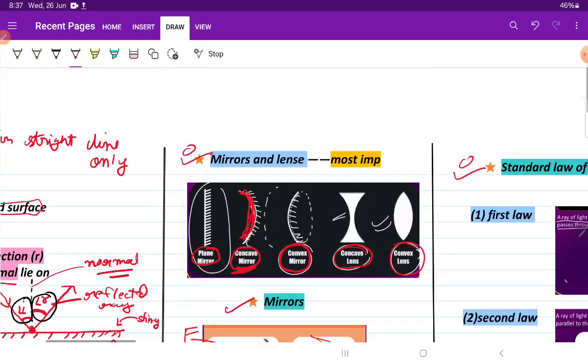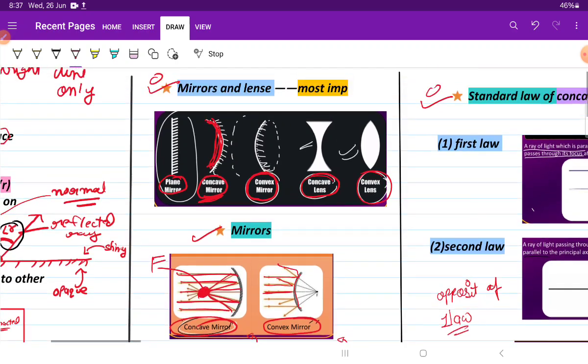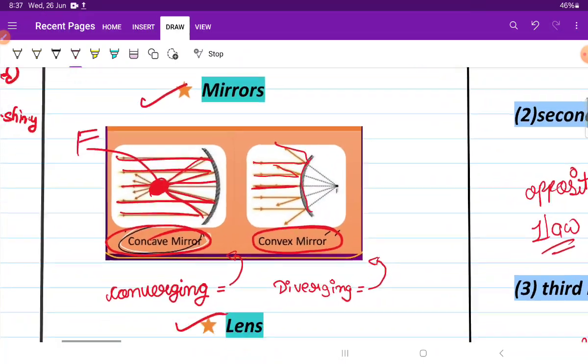Now let's start with lens and mirror. First of all, mirror.